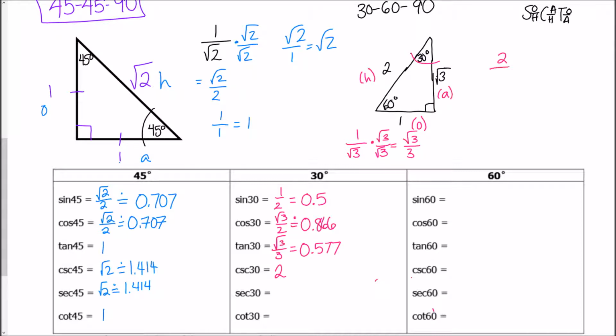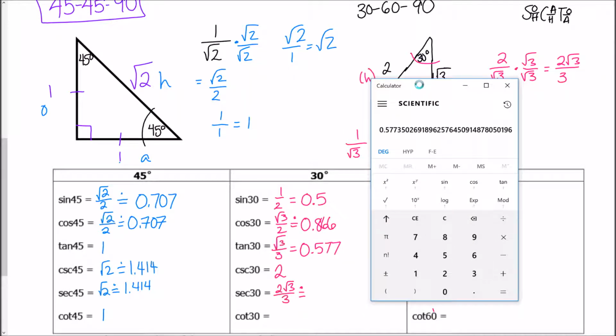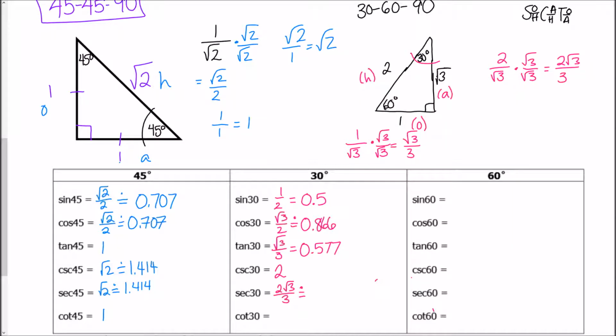So I'm going to do 2 over root 3. But to rationalize the denominator, I need to multiply by root 3 over 3. So I end up getting 2 root 3 over, these roots will cancel each other out, so I just get 3. So the secant of 30 is 2 root 3 over 3. And I'm going to figure out approximately how much that's going to be. So I'm going to have 2 times the square root of 3, divide that by 3, and I get approximately 1.155. Okay?